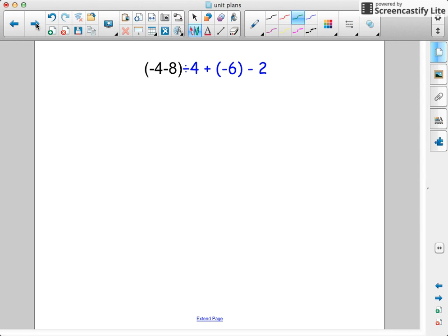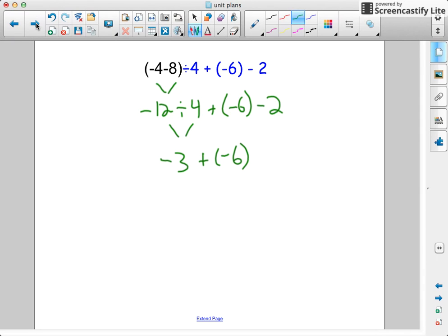All right, I have some brackets, dividing, adding, subtracting. So first, brackets. -4 subtract 8 is -12 divided by 4 plus -6 minus 2. Now I do my dividing. Sorry, -12 divided by 4 is -3. Plus -6 minus 2. Negative 3 plus negative 6 is negative 9. Minus 2 is negative 11.